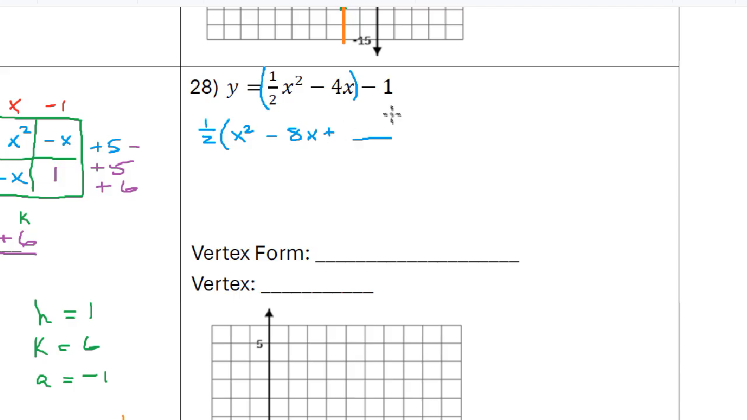So just class, take a look at this. You got to realize when you put the 1/2 out front, when you factor it out of these first two terms, you better figure out that when you redistribute this 1/2 into these two terms, you come back exactly where you started from. So now we can go ahead and draw our area model.